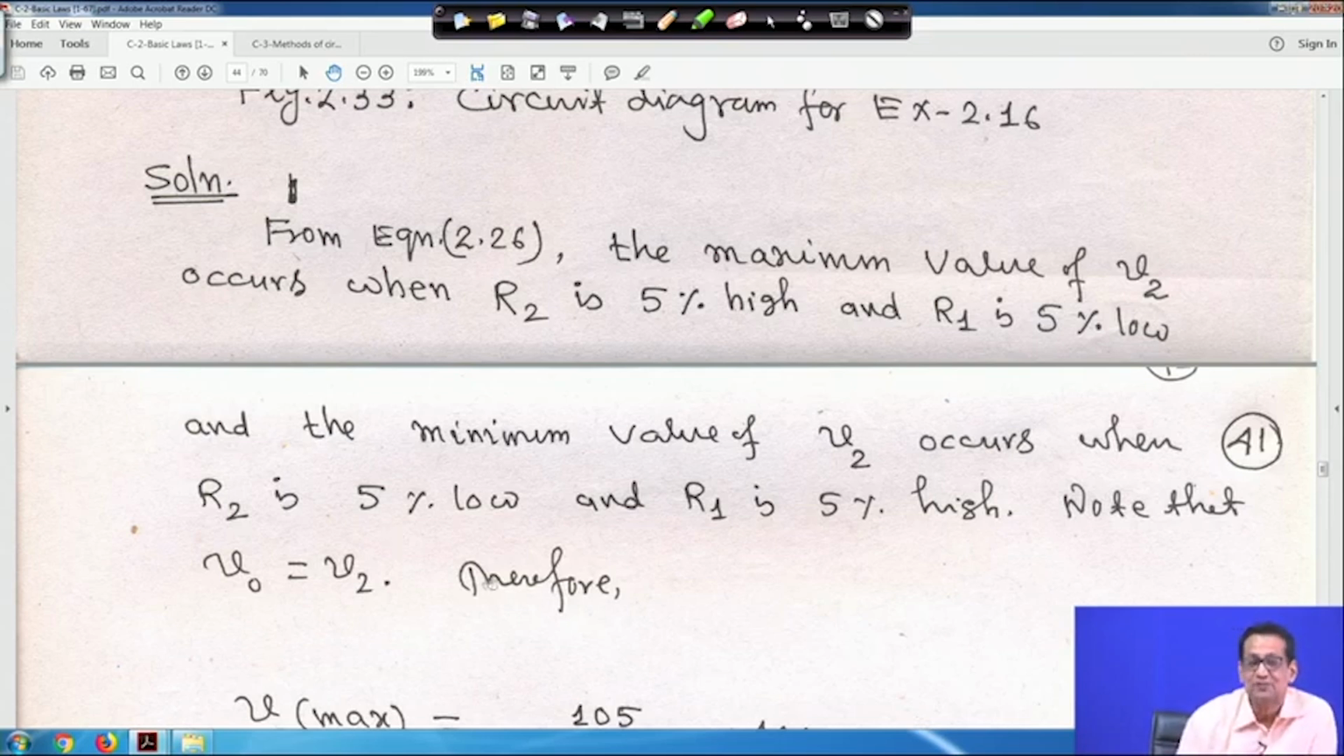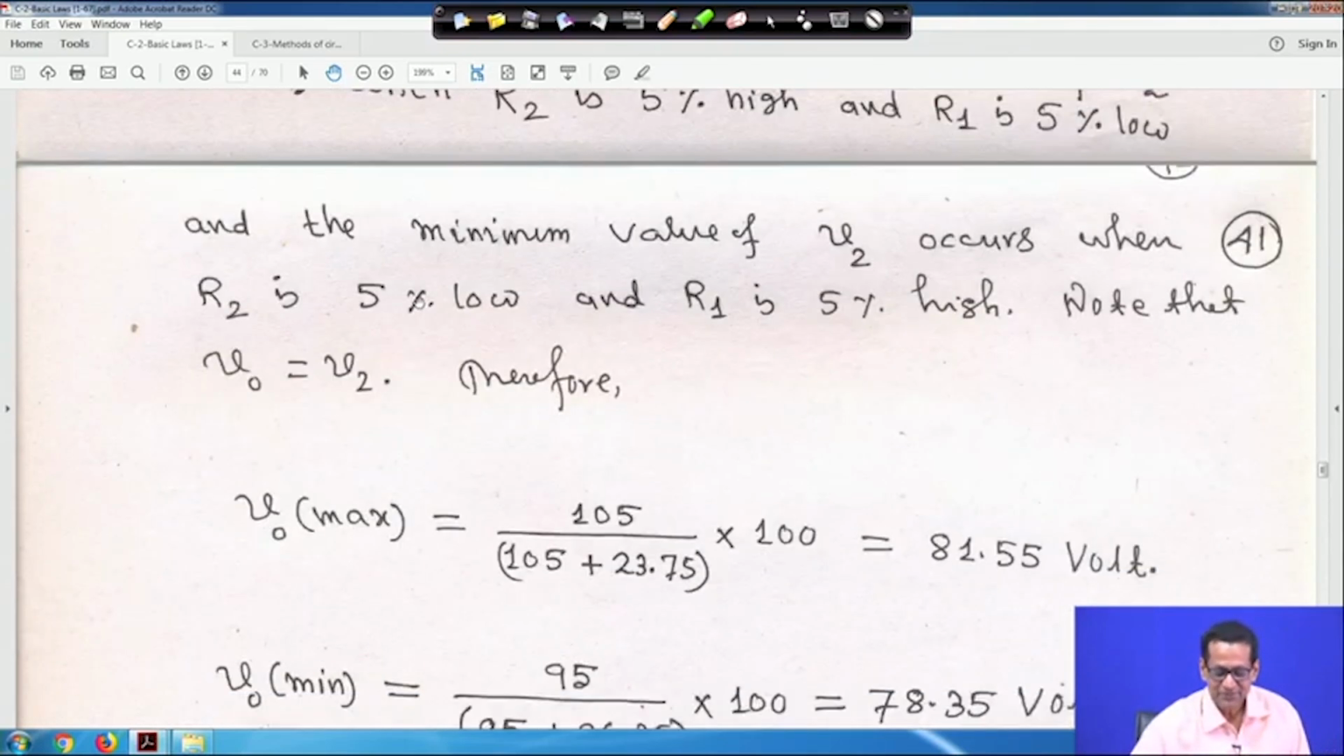Note that V0 is equal to V2, because earlier, when we connected the load resistance RL, we have seen that it is V0 upon V2. So the question is why the maximum value of V2 occurs when R2 is 5% high and R1 is 5% low. You find out. Similarly, the minimum value of V2 occurs when R2 is 5% low and R1 is 5% high. From your intuition you find out. This is an exercise for you.